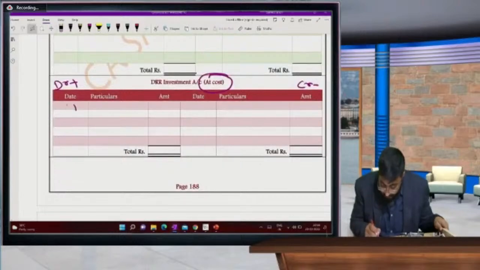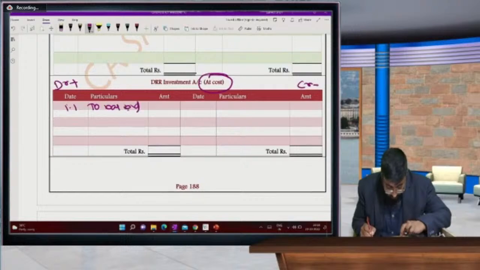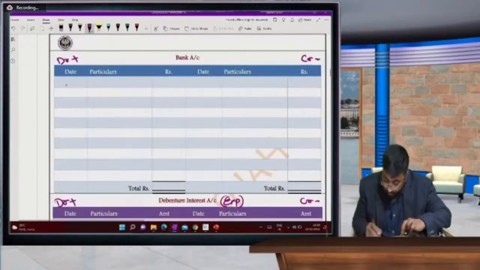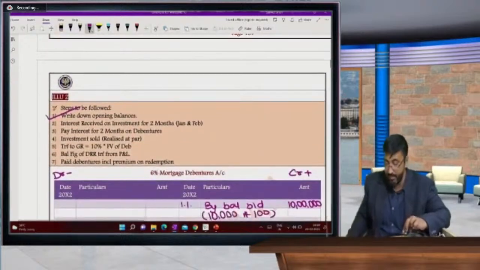Investment, 1st Jan, to balance brought down. Sorry, 1,50,000. Bank account, 1st Jan, to balance brought down 9 lakhs. So first step, write down the opening balance.